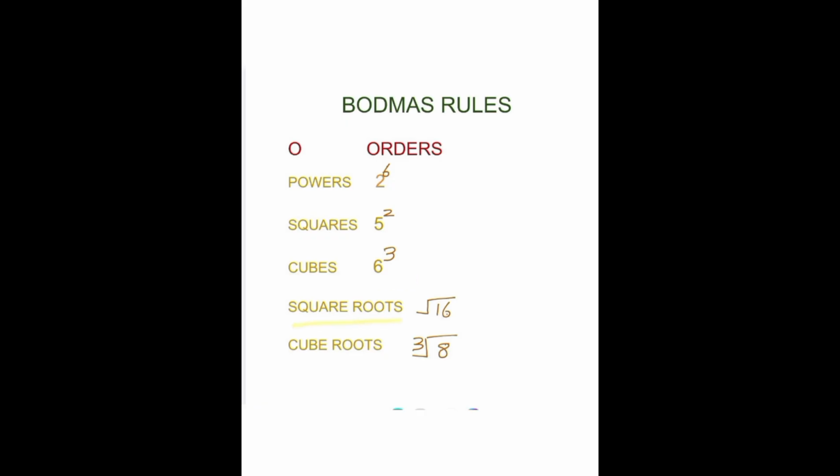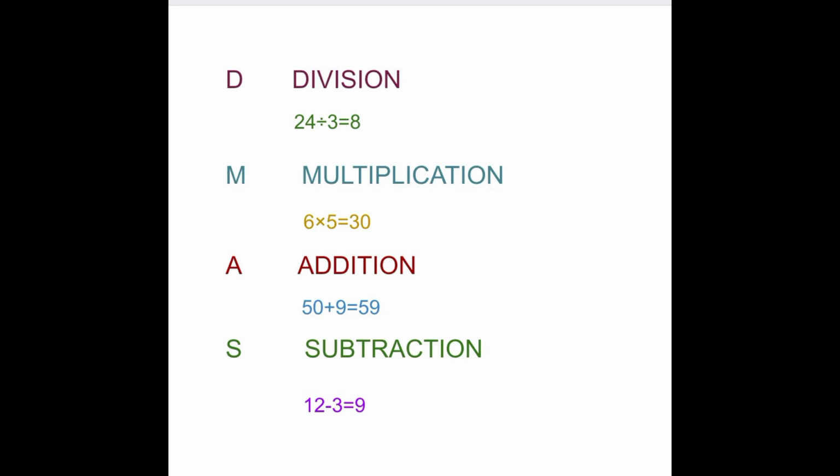Square root of a number, that is, square root of 16. We can write 16 as square root of 4 into 4. That is, the answer will be 4. Cube root means, cube root of 8 is 2. If we multiply 2 three times, we will get 8. Now, D for division, M for multiplication, A for addition, and S for subtraction.